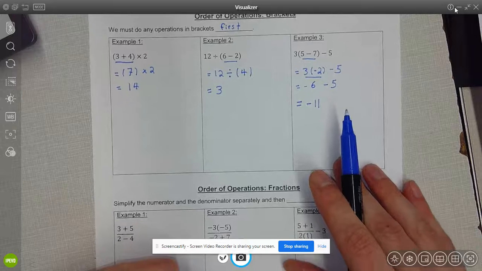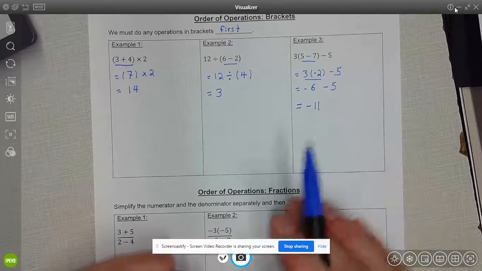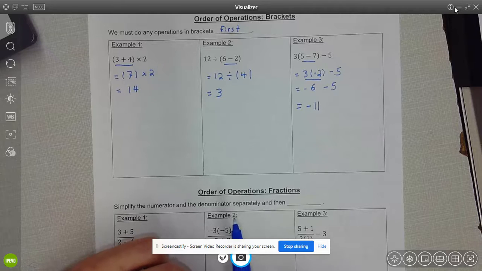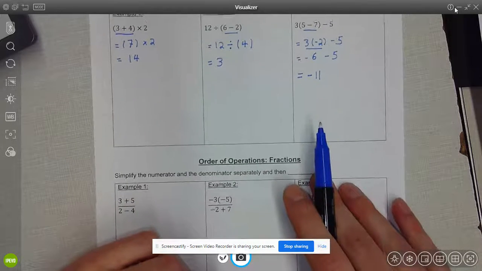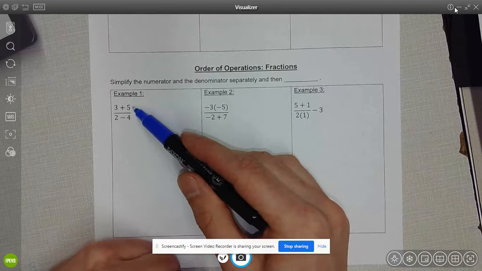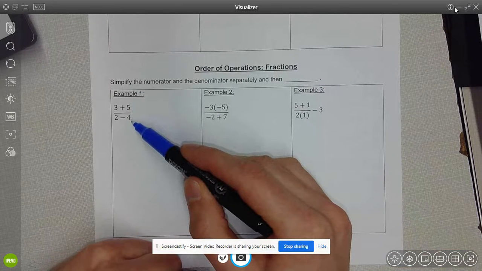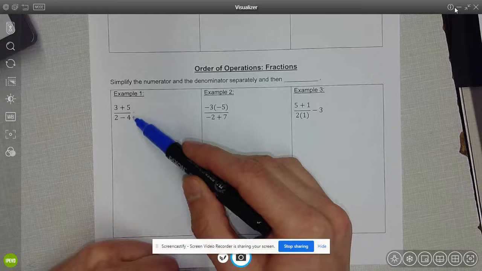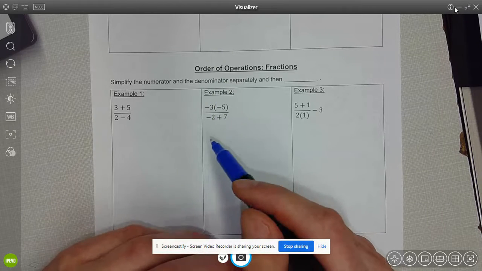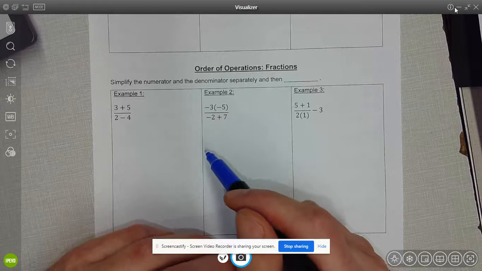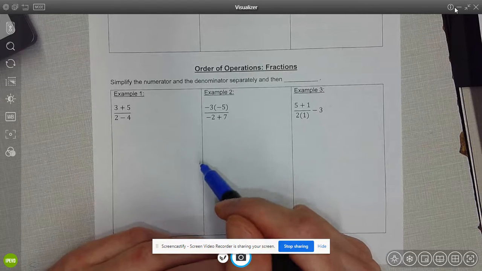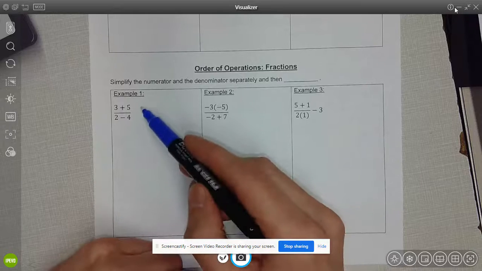The only other thing we're going to add to our order of operations work is what happens when I have fractions. When I have operations in my numerator, the top, and my denominator, the bottom of a fraction, what I'm going to do is treat the top and the bottom almost like two different math problems. I'm going to solve both of them. I want to have one number on the top, one number on the bottom.